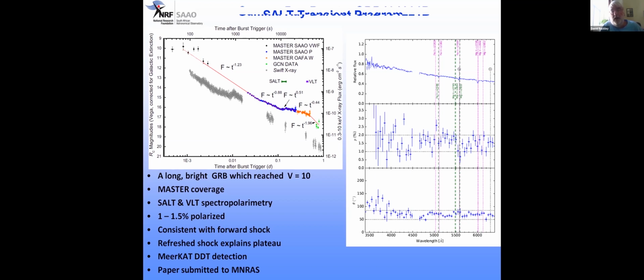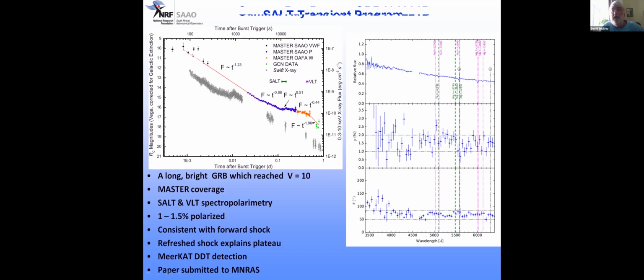This is a counterexample of one that was observed in December 2019, which reached 10th magnitude, so a rare, bright, and long GRB. And the nice thing about it was it was detected by the MASTER optical transient detection telescope at Sutherland, and this light curve here shows the initial points, which you can see were taken only a matter of 30 or 40 seconds after the announcement from the gamma ray satellite.